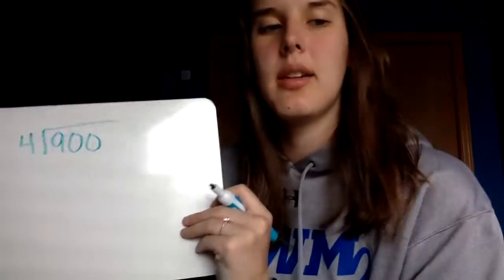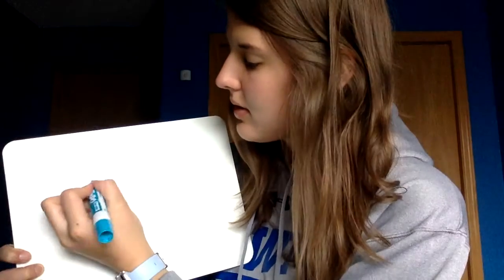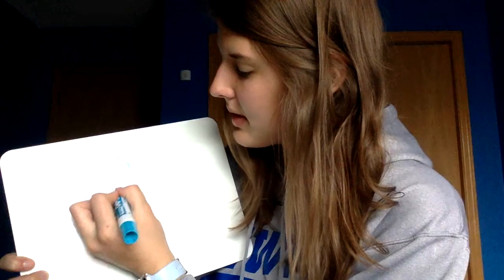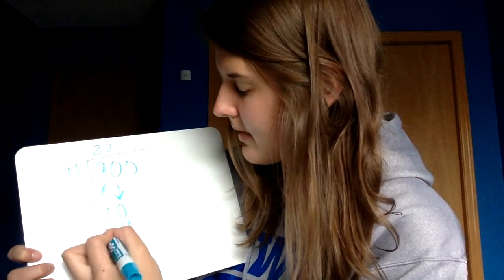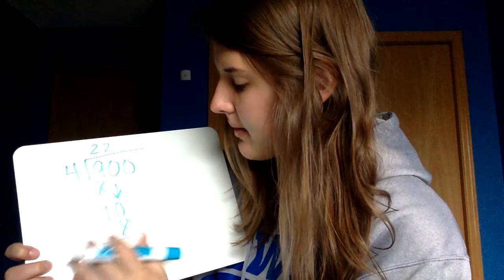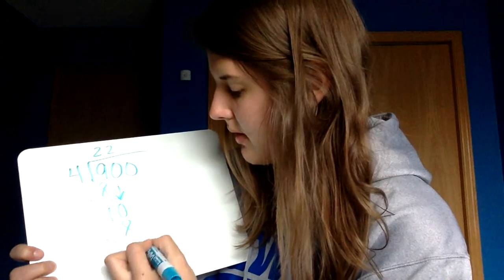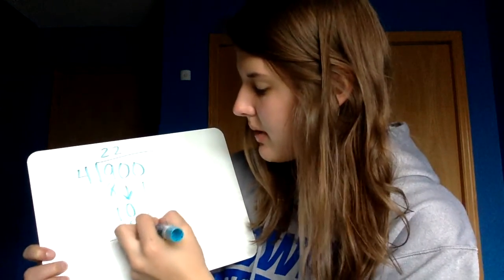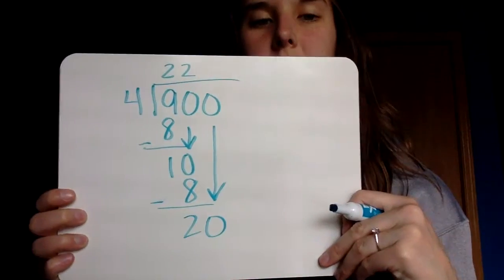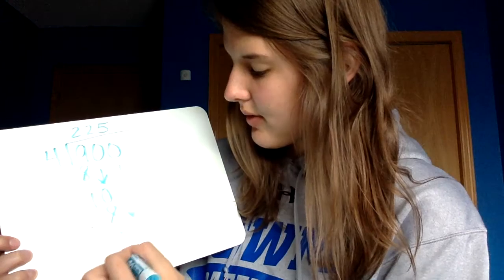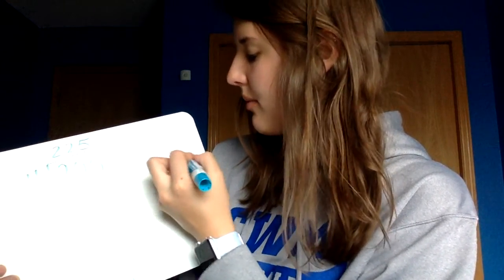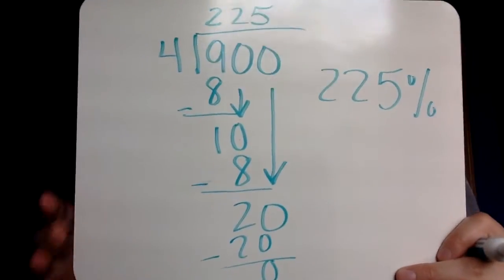4 goes into 9 2 times, which is 8. Bring down my 0. 4 goes into 10 2 times, which is 8. Oops, minus. We have 2 left over. And 4 goes into 20 5 times. So that gives us 225, and we have 0 left over. So that would be another way to find 225%, just like that.